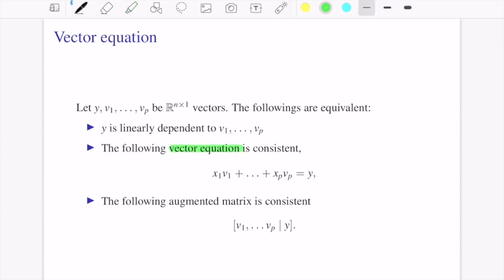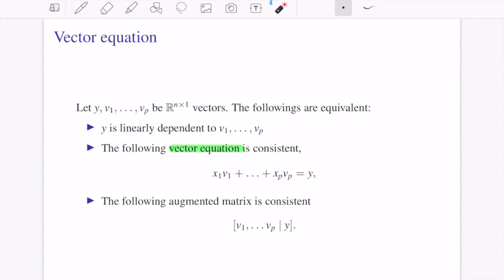In this vector equation, what you want to find is the step sizes x1, x2, up to xp. If you could find those numbers for each xi, then this means the villain y is caught by Spider-Man using this moving combination.